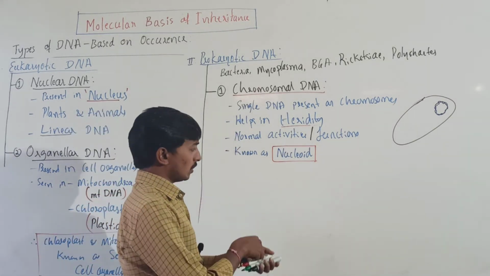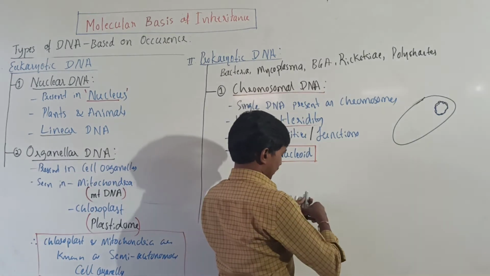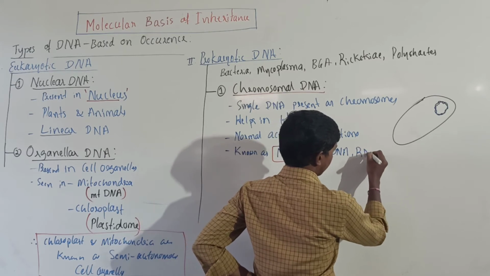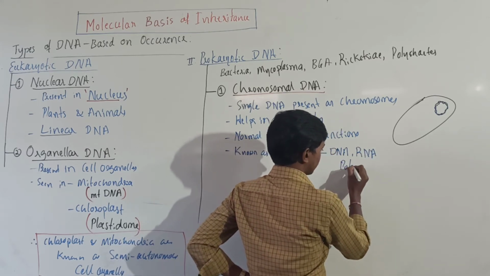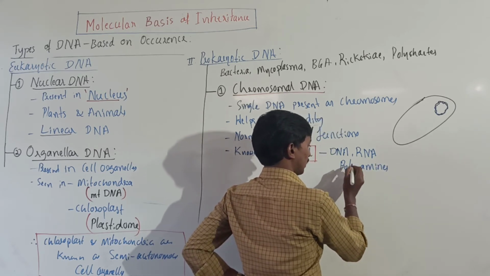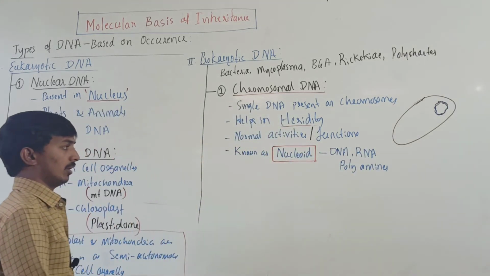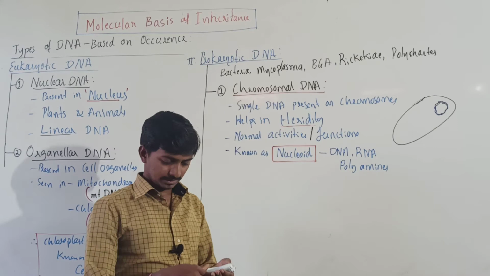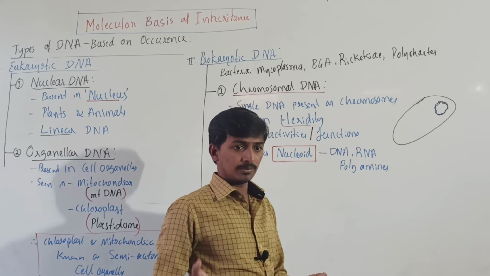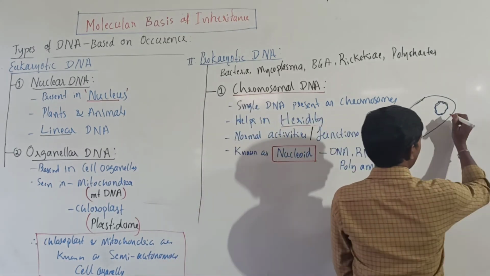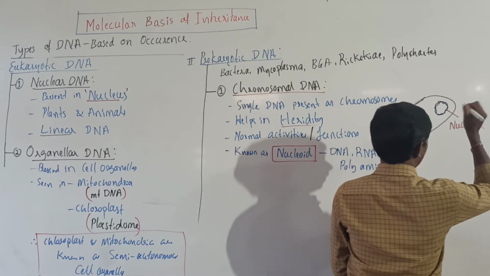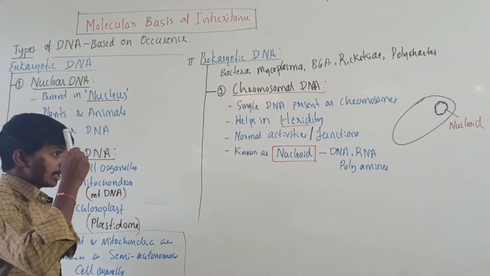The nucleoid is the association of three components: DNA, RNA, and some polyamines. All together they form the nucleoid, or the chromosomal DNA. This chromosomal DNA is responsible for only the normal or basic functions of the bacterium or prokaryote. Nucleoid.